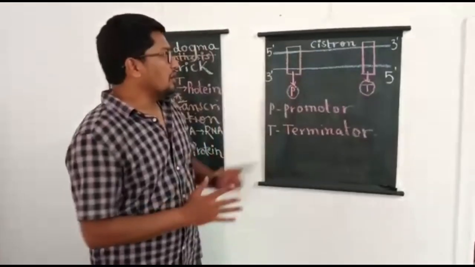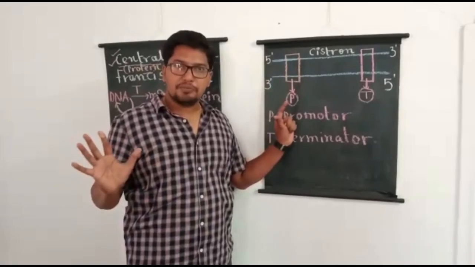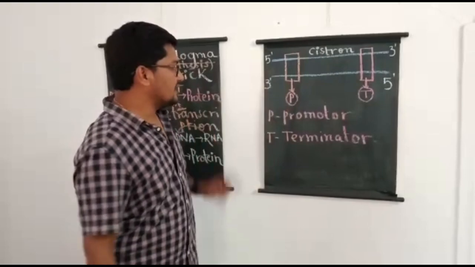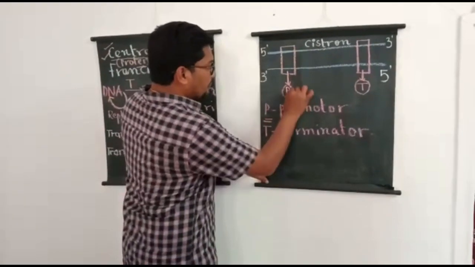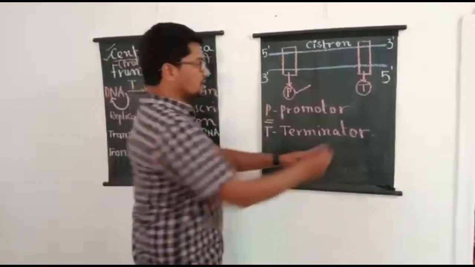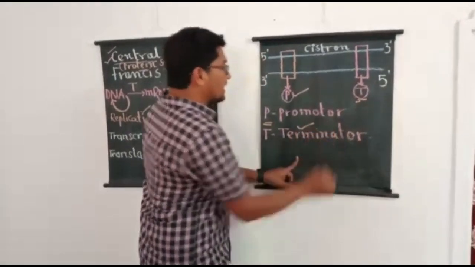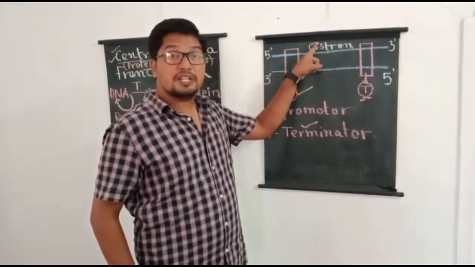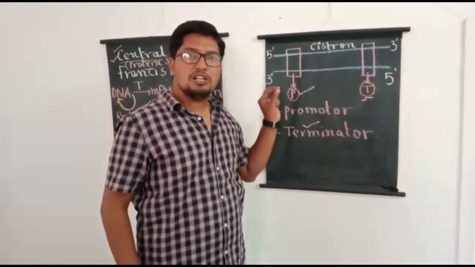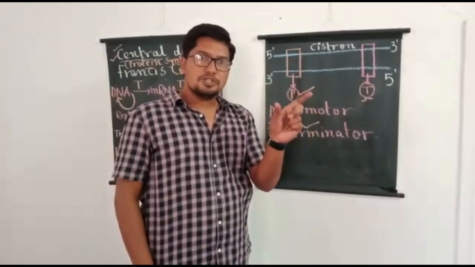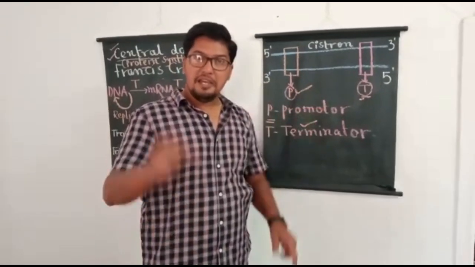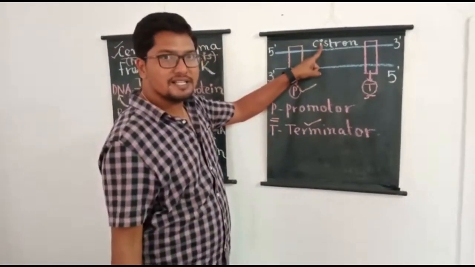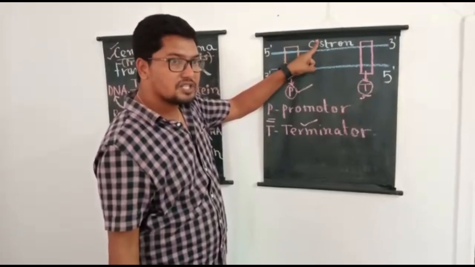And if you ask me, what are the components of a transcriptional unit? So in a transcriptional unit, three important components are present. That is P for promoter, T for terminator. So in between promoter and terminator, what is present? A structural gene, which is otherwise called cistron, is present. So cistron is the fragment of DNA which is copied as mRNA. So such a gene is called cistron. It is otherwise called structural gene.